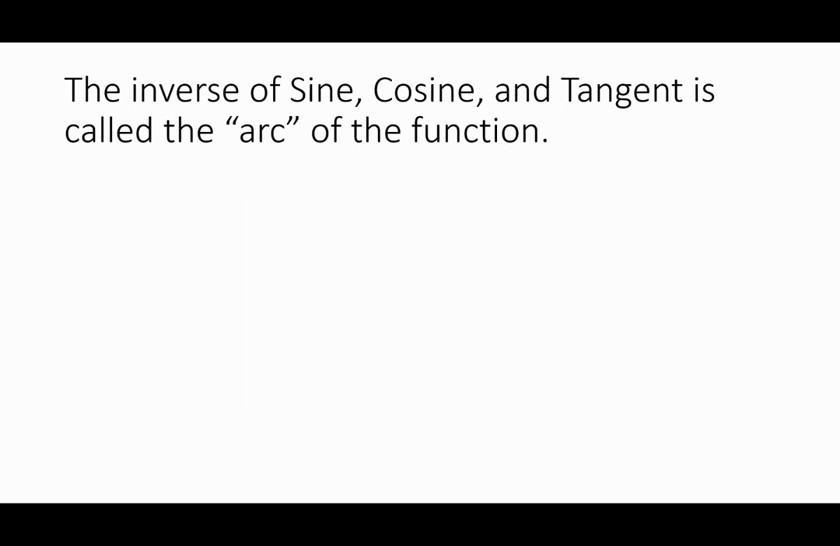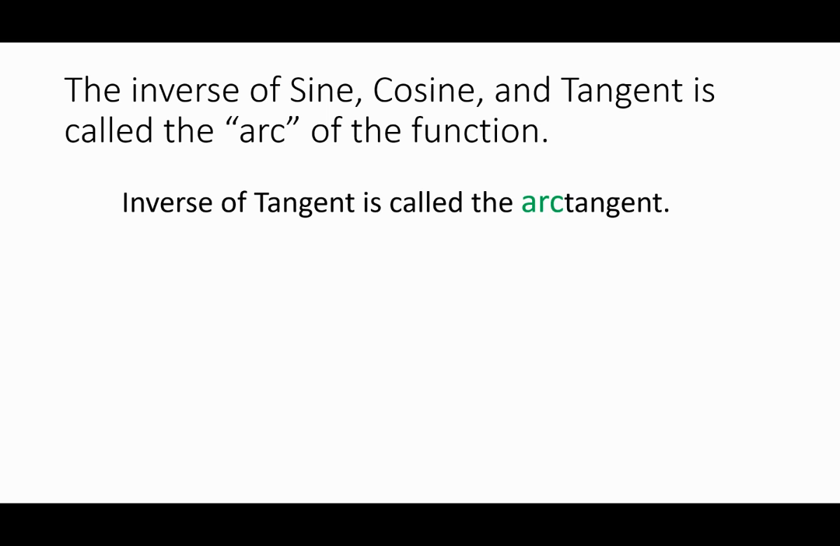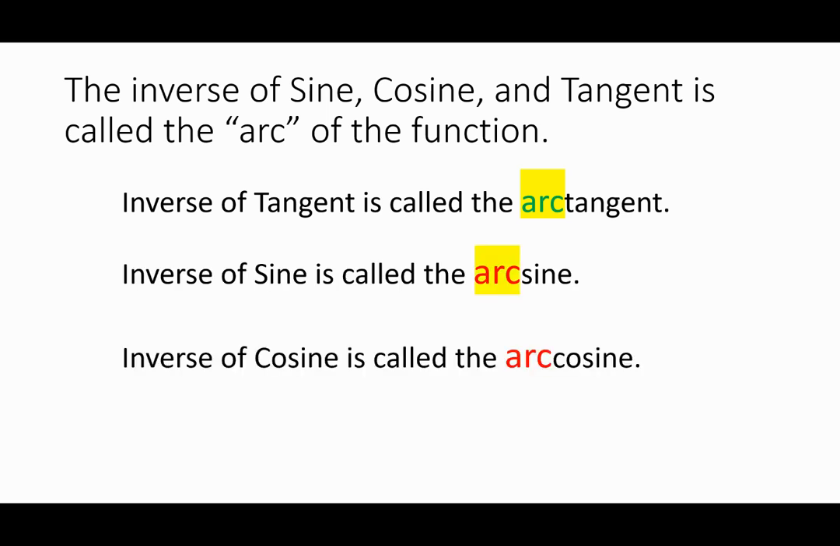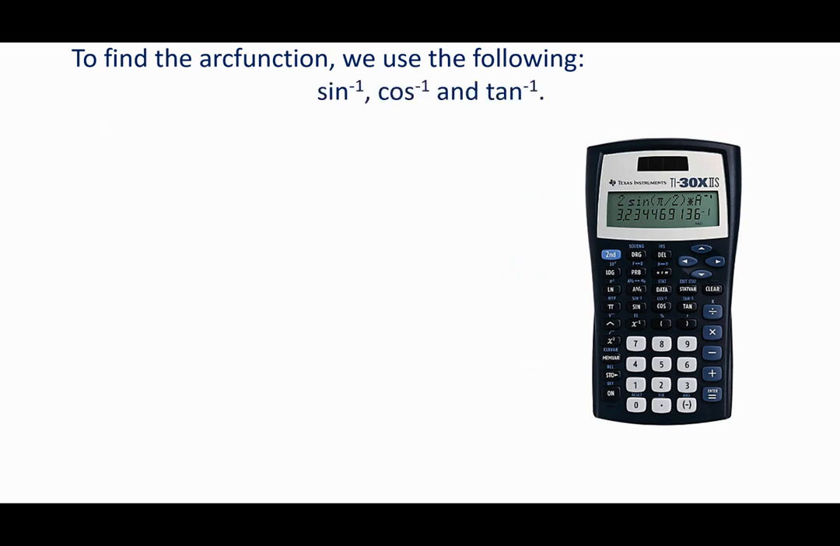The inverses of sine, cosine, and tangent are also called arc functions. The inverse of tangent can be called the arc tangent. The inverse of sine is the arc sine. And the inverse of cosine is called the arc cosine. All right, to find the arc function, we use the following information. We have sine to the -1, cosine to the -1, and tangent to the -1.